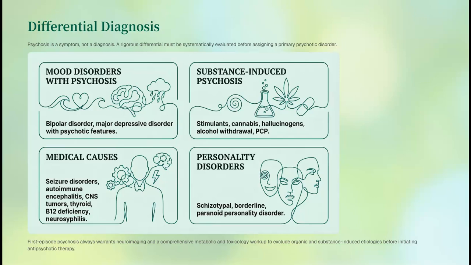First, for any type of first episode psychosis, order neuroimaging and a comprehensive metabolic toxicology workup before you start antipsychotics. This catches any kind of organic and substance-induced cause that might resolve with treatment of the underlying condition.